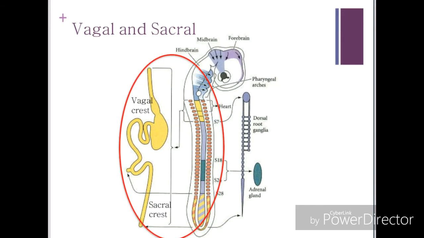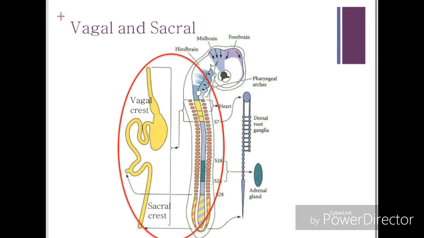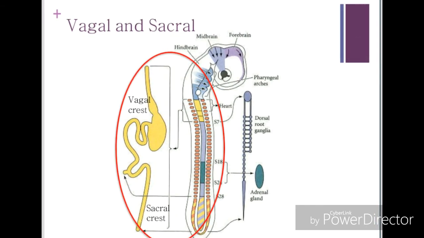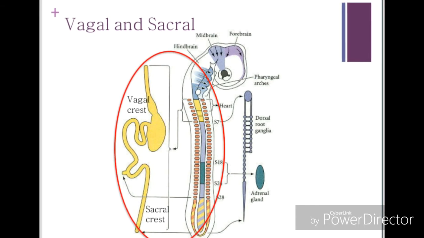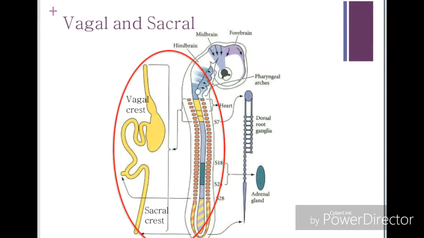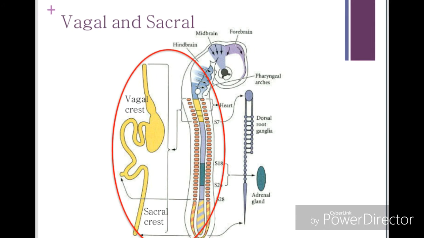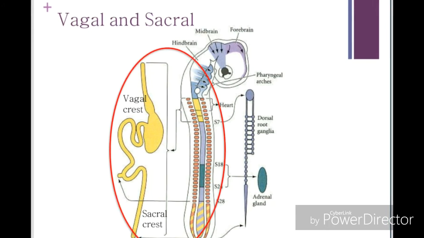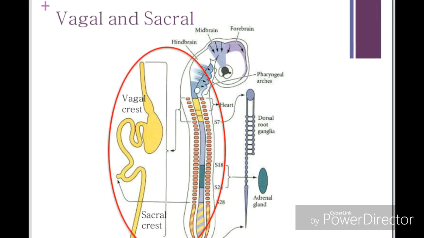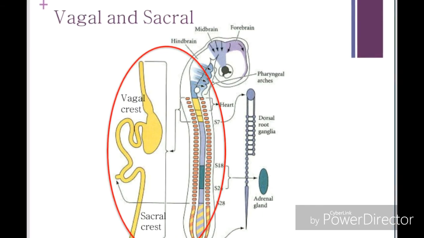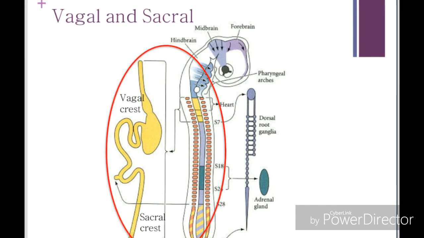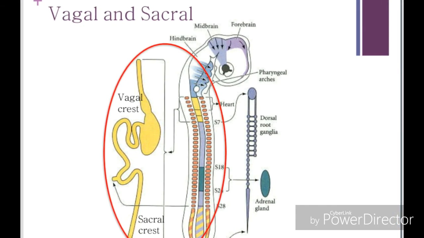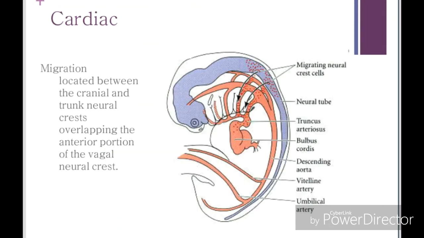The vagal and sacral neural crest cells generate the parasympathetic ganglia of the gut and control the intestinal peristalsis. The vagal neural crest, which is in the neck area, overlaps the cranial-trunk crest boundary. The vagal neural crest lies opposite somites 1 through 7, while the sacral neural crest lies posterior to somite 28. Failure of migration of neural crest cells from this region to the colon results in absence of enteric ganglia and lack of peristaltic movement in the bowels.